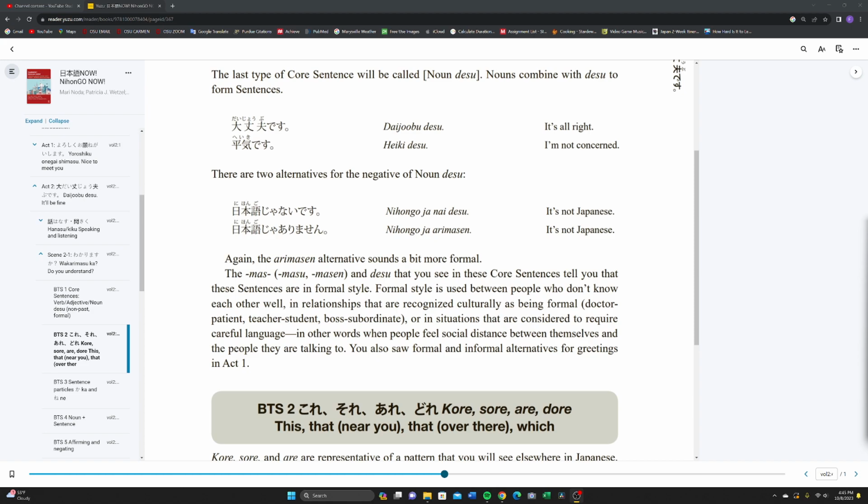The masu, masen, and desu that you see in these core sentences tell you that these sentences are in formal style. Formal style is used between people who do not know each other well, in relationships that are recognized culturally as being formal. For example, doctor-patient, teacher-student, boss-subordinate, or in situations that are considered to require careful language. In other words, when people feel social distance between themselves and the people they are talking to. You also saw formal and informal alternatives for greetings in Act 1.